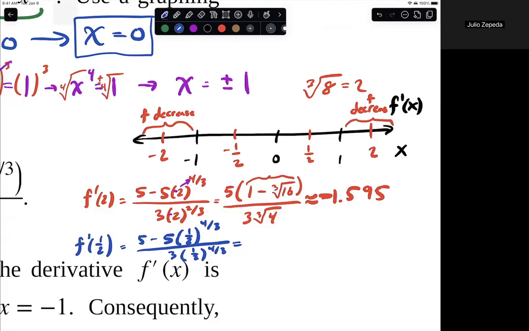Actually, one way we could do this without a calculator, I'm just getting an idea here, just in case we want to do this without a calculator. We can use the values, let's use 1/8, because 1/8 is a number we can take the cube root of. And so if we do 1/8, then this becomes 5 minus 5 times the cube root of 1/8, which is 1/2.